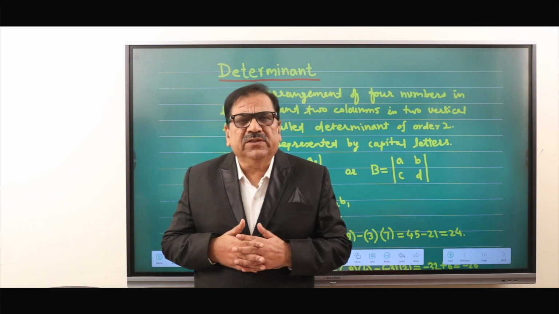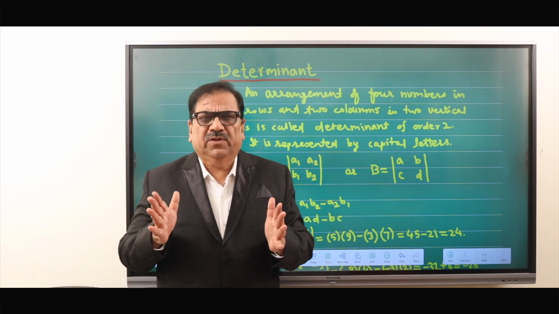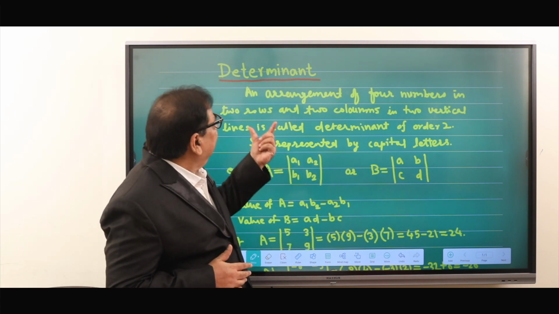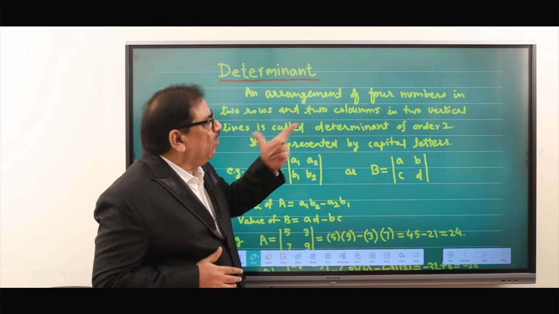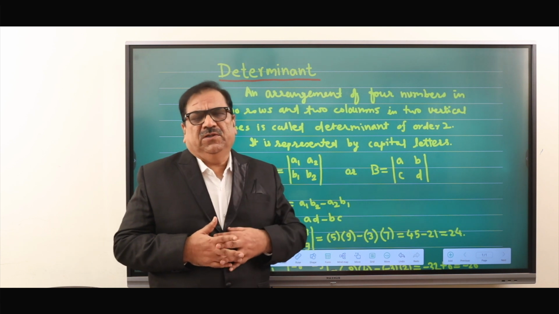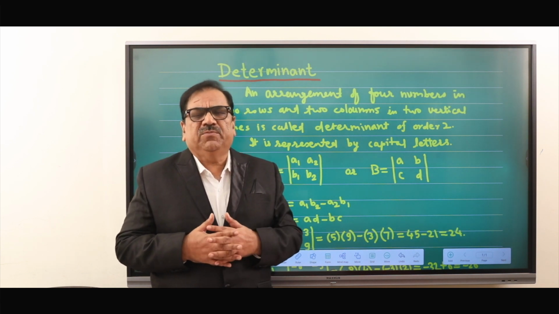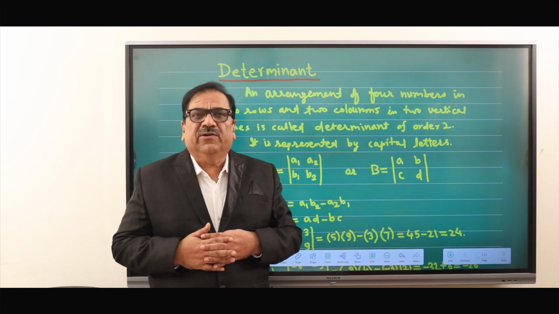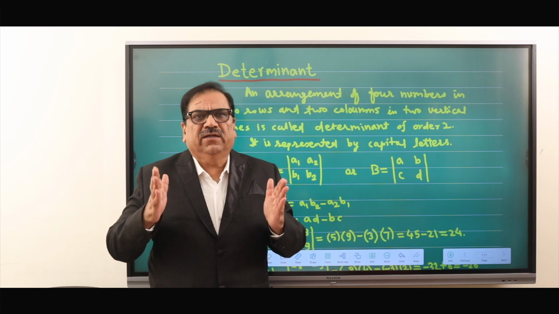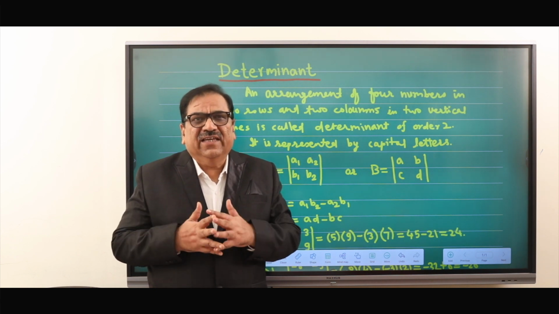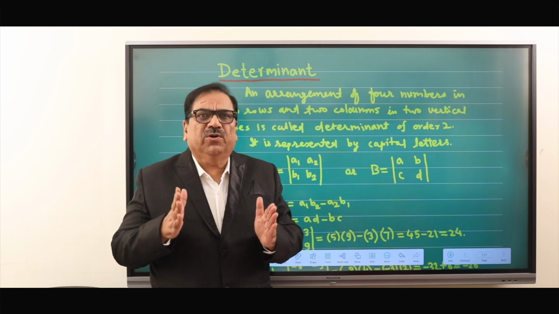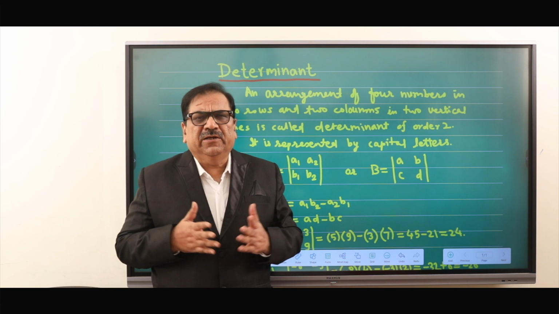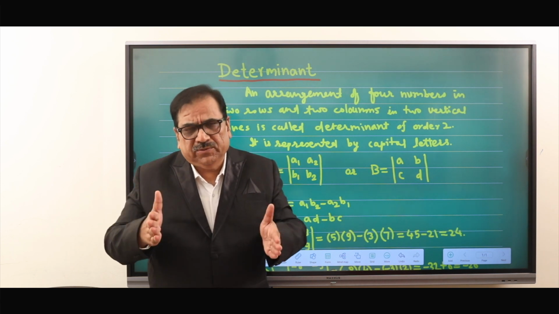Determinant means an arrangement of numbers. So let us see the determinant of order two. Order two means four numbers. An arrangement of four numbers in two rows and two columns, written between two vertical lines, is called a determinant of order 2.